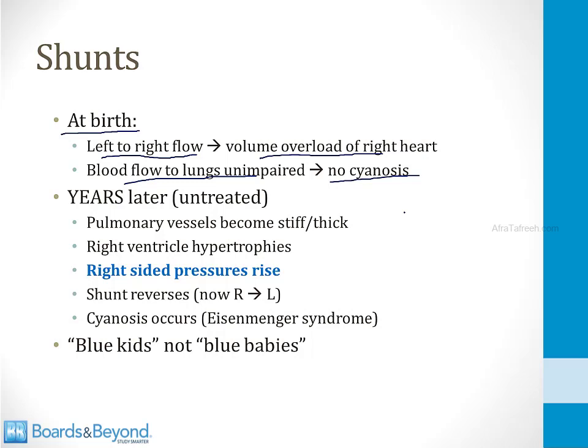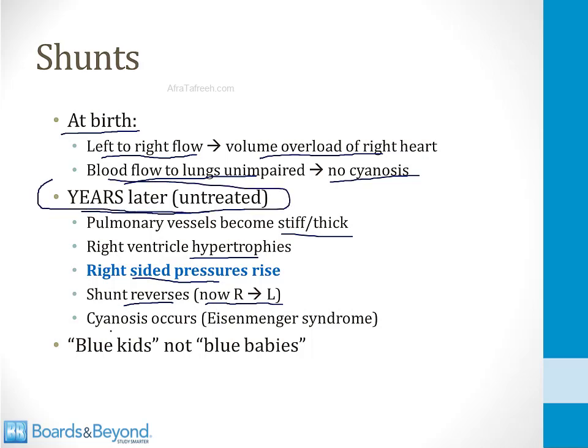Now, if you leave one of these shunts untreated for many years, eventually the pulmonary vessels will become stiff and thick and the right ventricle will hypertrophy. This will lead to an increase in the right-sided heart pressures, and eventually the pressures can get so high that the shunt reverses and now conducts blood from the right side of the heart to the left. In this situation, which takes many years to develop, cyanosis will occur. This is called Eisenmenger syndrome, and we'll talk about this at the end of this video.